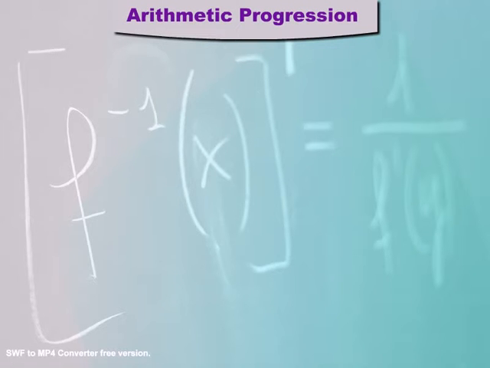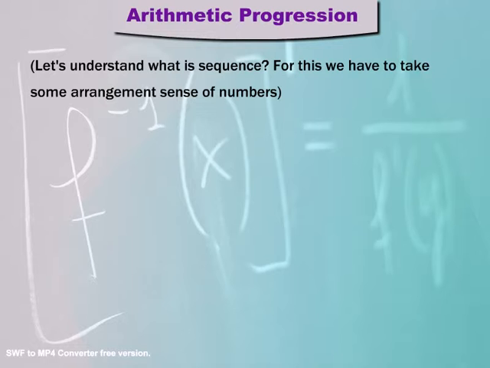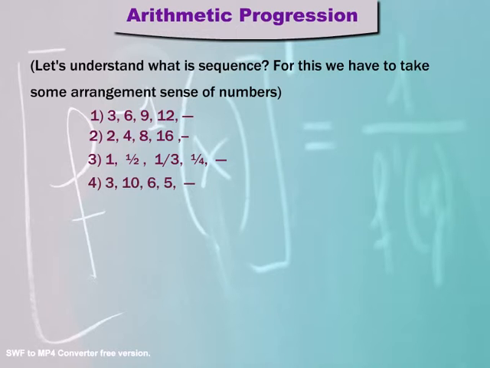Arithmetic progression. Let us understand what a sequence is. For this, we have to take some arrangement or series of numbers. 1: 3, 6, 9, 12, and so on. 2: 2, 4, 8, 16, and so on. 3: 1, 1 by 2, 1 by 3, 1 by 4, and so on. 4: 3, 10, 6, 5, and so on.